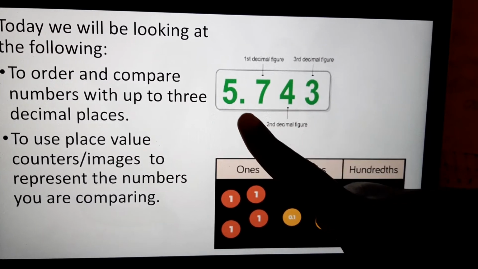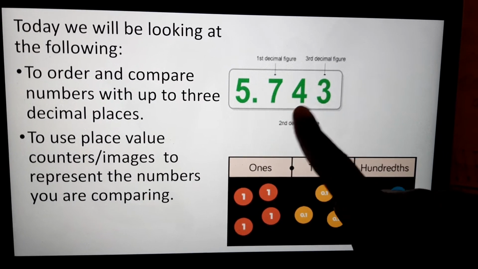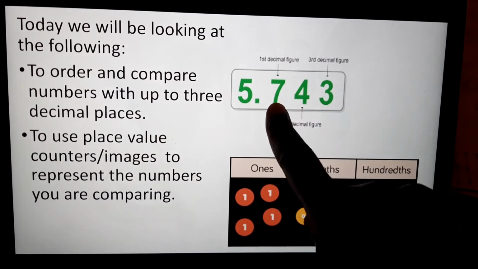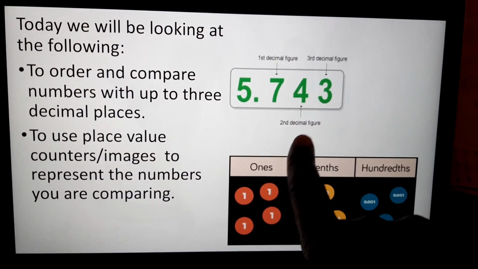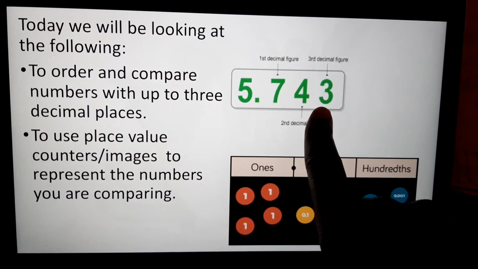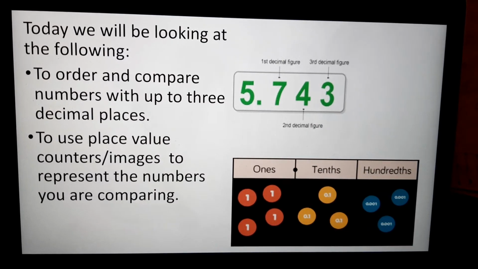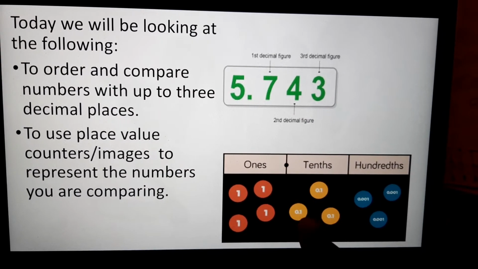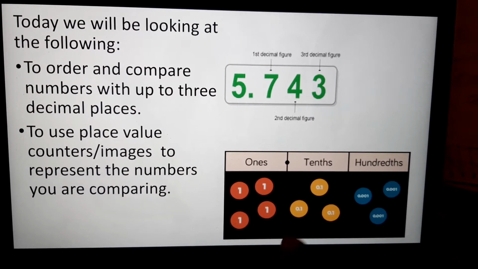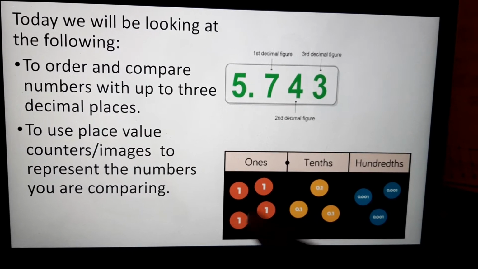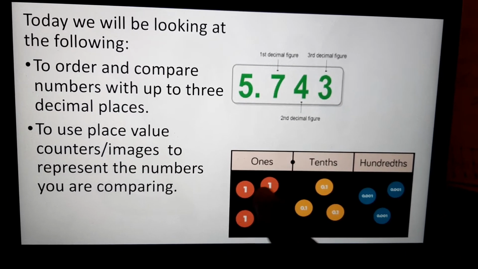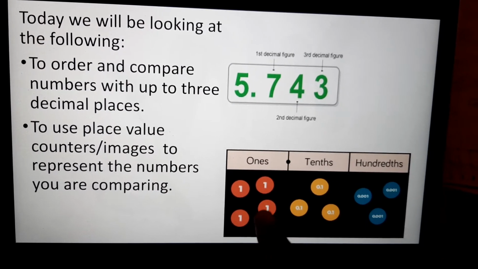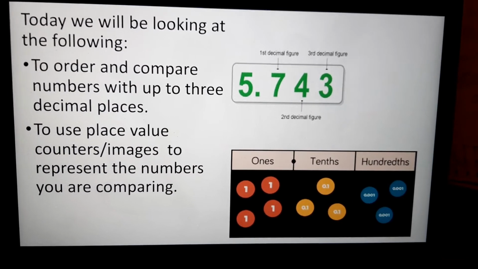So here we've got a number 5.743, and then we have the first decimal figure because it's the first digit after the decimal. Then this is the second decimal figure, and then the third decimal figure. Now you can use counters for representation when you're doing your numbers in each column. But if you don't have counters at home, that's fine. You can also use images as well. And we've done a lot of this in class and in school.